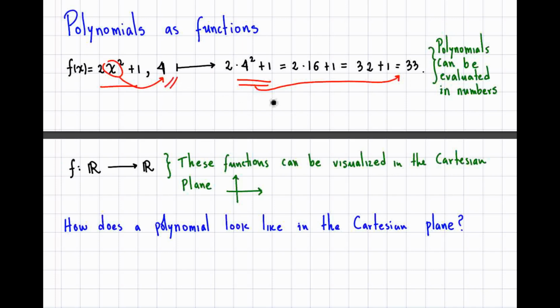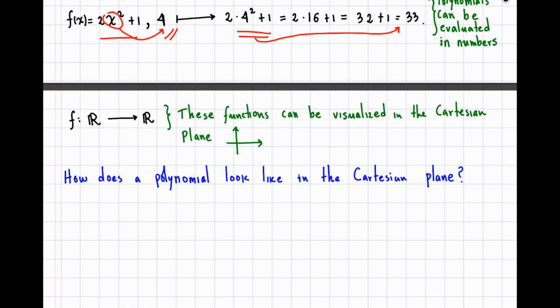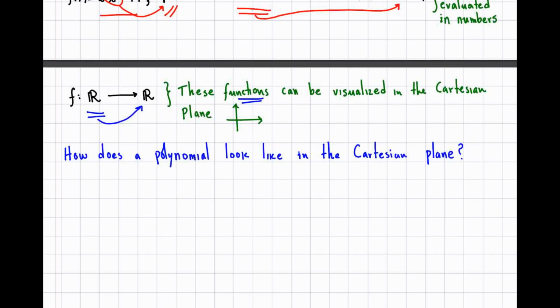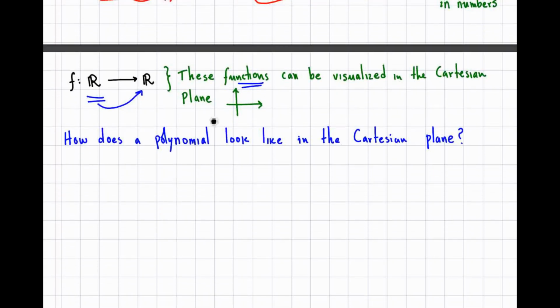So a polynomial is a function. Indeed, a function from all real numbers into the real numbers. And these functions can be visualized in the Cartesian plane. So it arises a question: how does a polynomial look like in the Cartesian plane? We are going to see that in the next video.